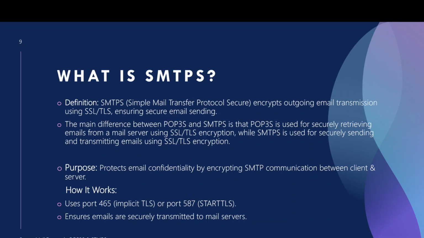Its main purpose is it protects email confidentiality by encrypting SMTP communication between the client and the server. A little rundown on how it works is it uses port 465 for implicit TLS, or port 587, whichever one encryption platform you're running. This ensures emails are securely transmitted across all mail servers.